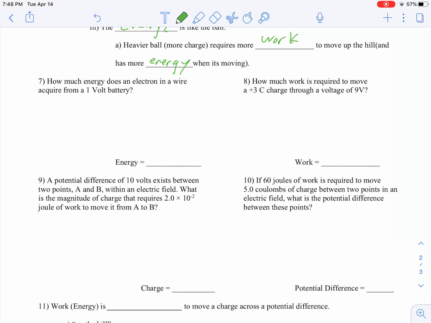All right, let's do some math problems here. So we have one equation, V equals W over Q. Let's see what we can use here. So it says how much energy. So be careful, it's not E here. It's actually W we're going to use for energy.